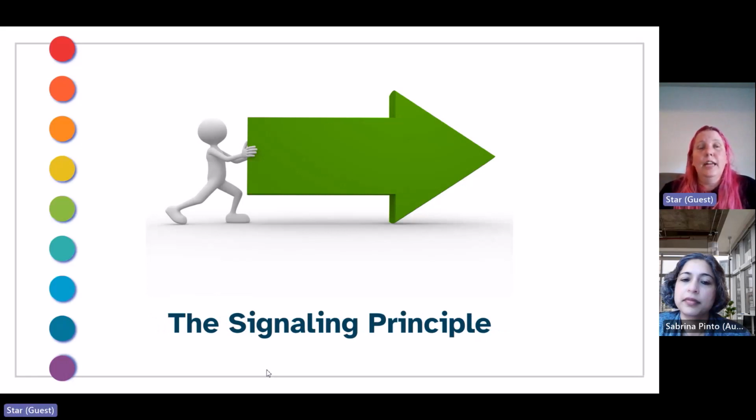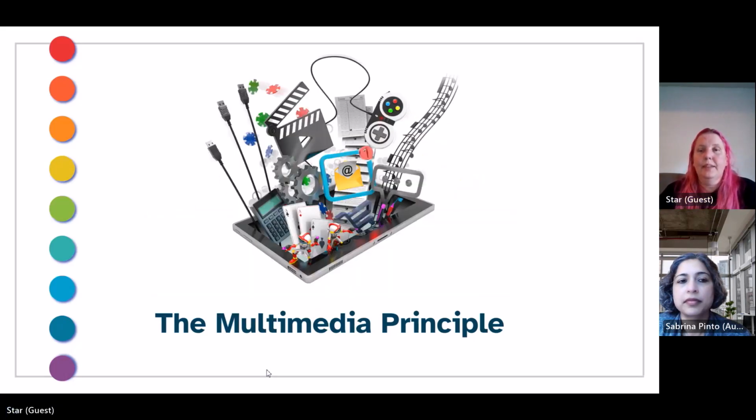The signaling principle just tells us to make it really clear what we're supposed to be paying attention to. So you can use arrows, you can highlight important information, you can use bold text. The multimedia principle just tells us that people learn best from words that are accompanied by pictures rather than just words by themselves. Just make sure that your images enhance the information or clarify it.